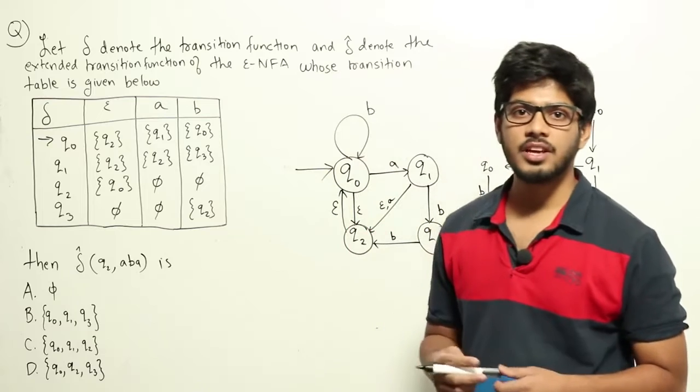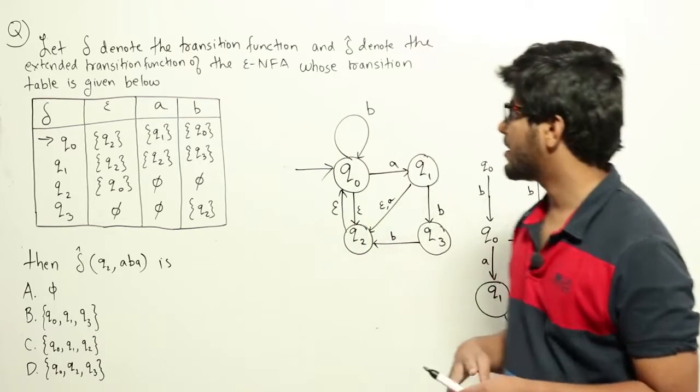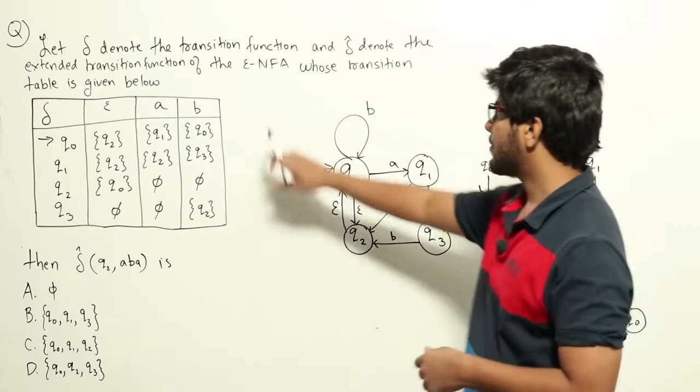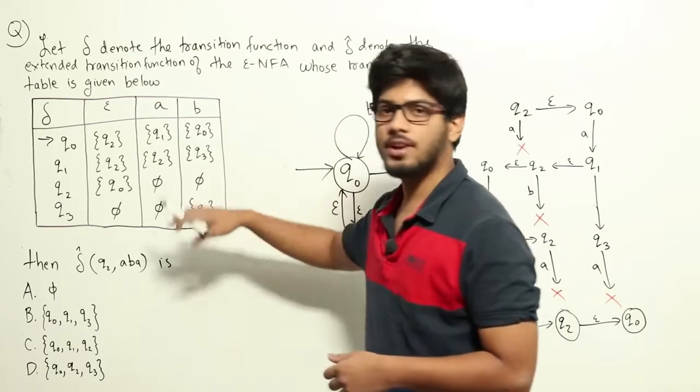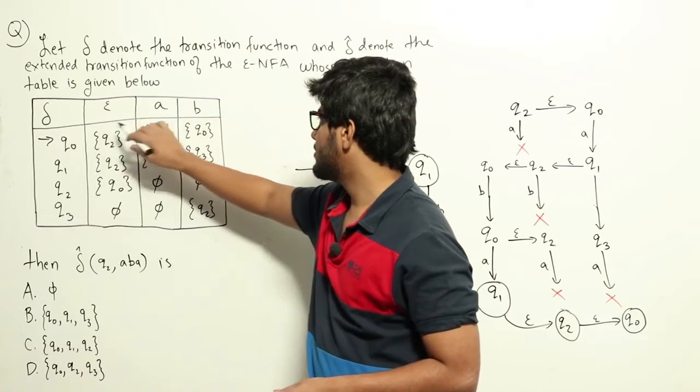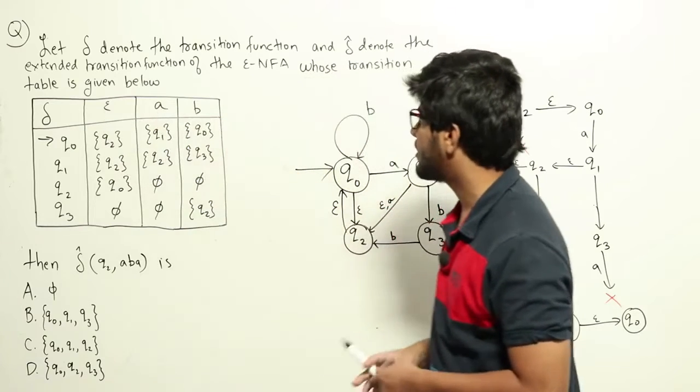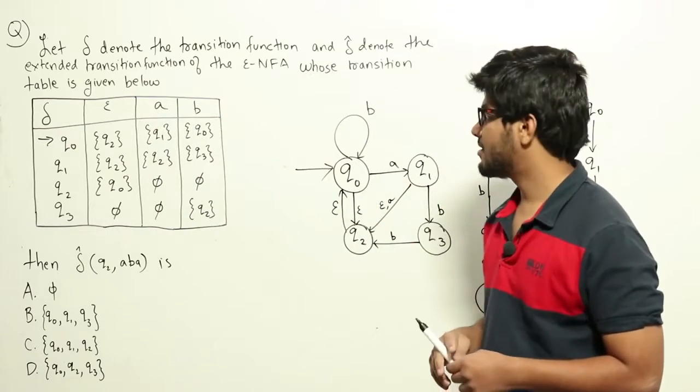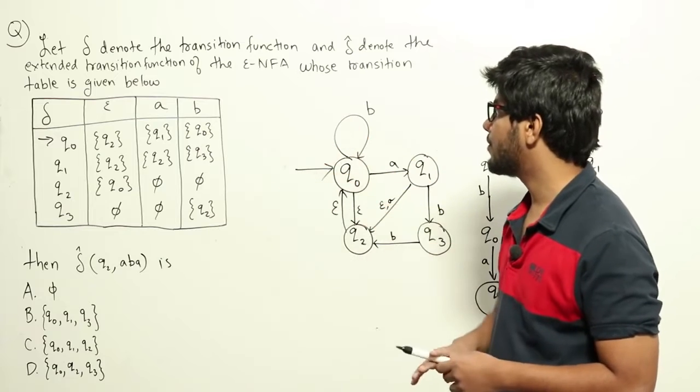So this is a question from theory of computation regarding NFA and epsilon NFA. Here we have been given the transition table for an epsilon NFA, including the transitions for epsilon, and A and B are the letters in the alphabet. So this is the transition table given below.